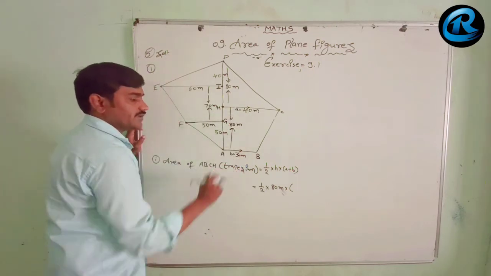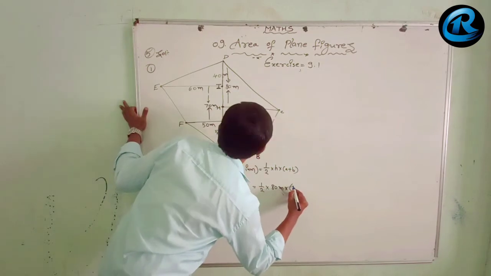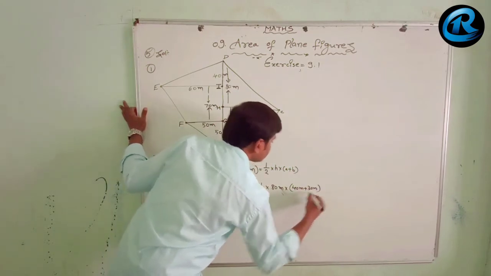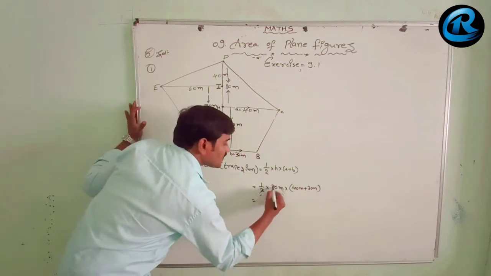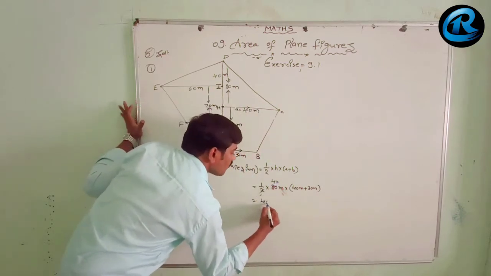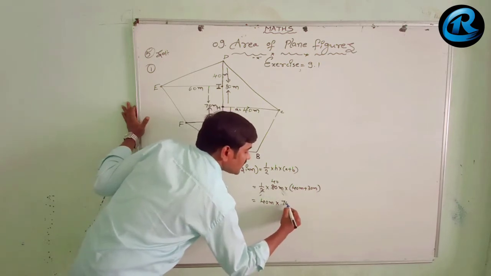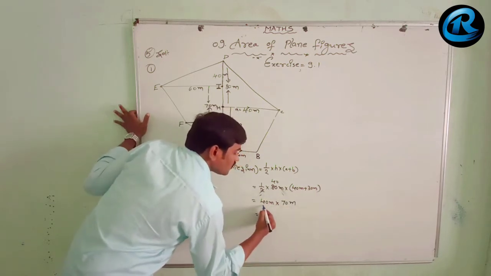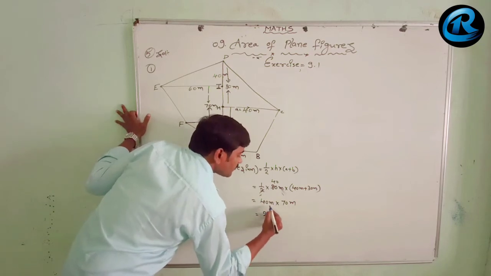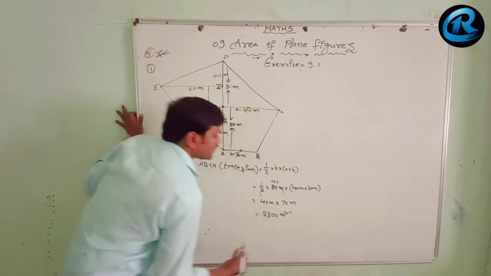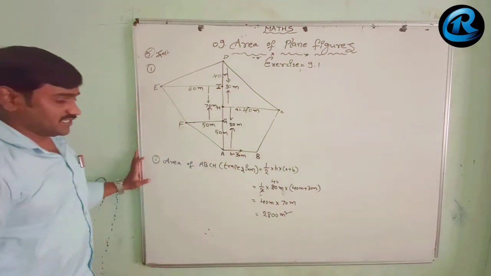A and B, 30 meters and 40 meters. So here A is 40 meters plus B is 30 meters. So let us go for now: 2 ones are 2, 2 40s are 40 meters into 40 plus 30, that is 70 meters. So 4 sevens are 28, 2 zeros, that is 2800 meter square. Area of trapezium we got it.